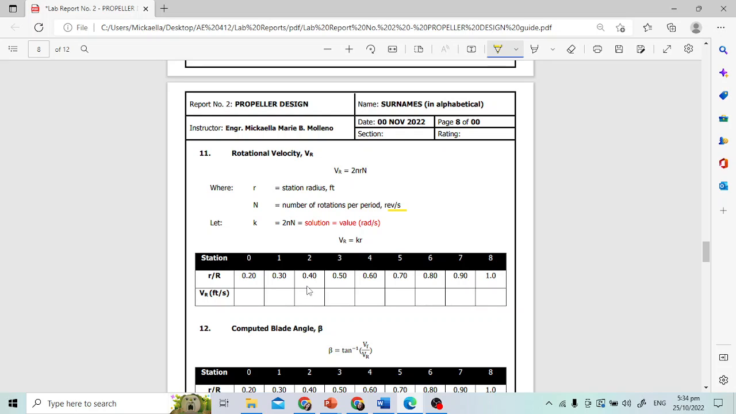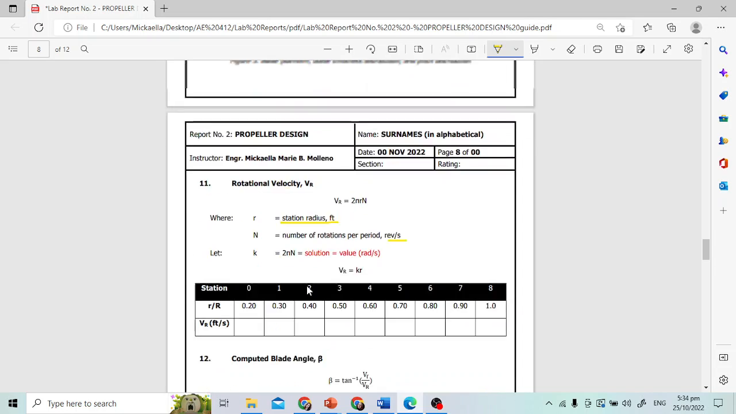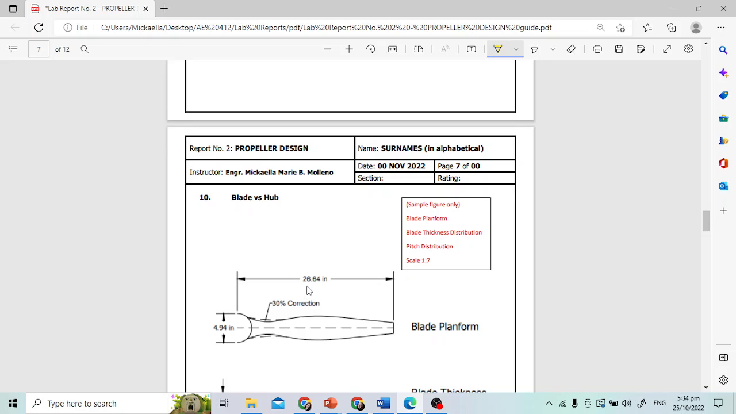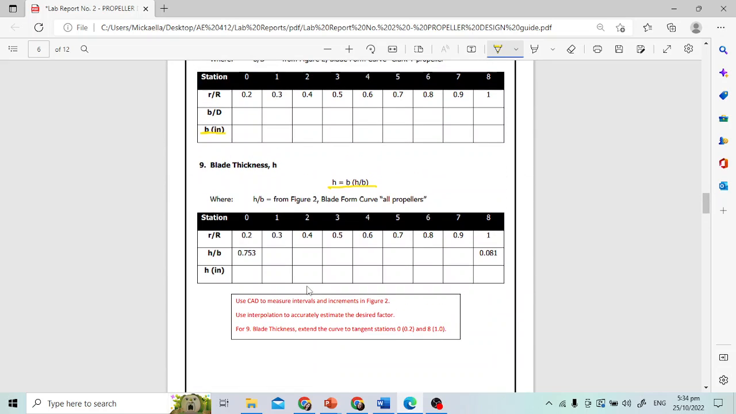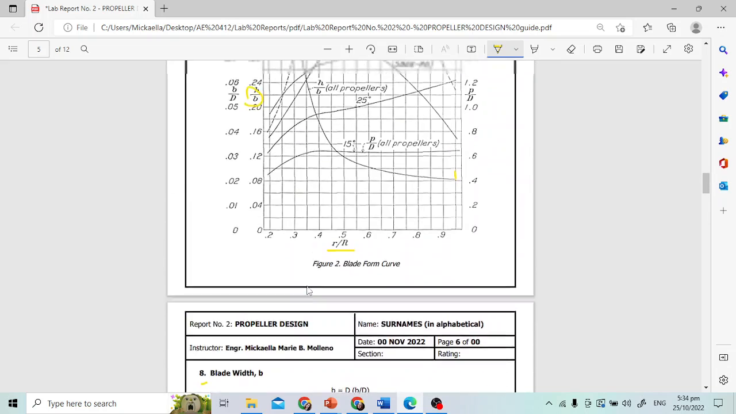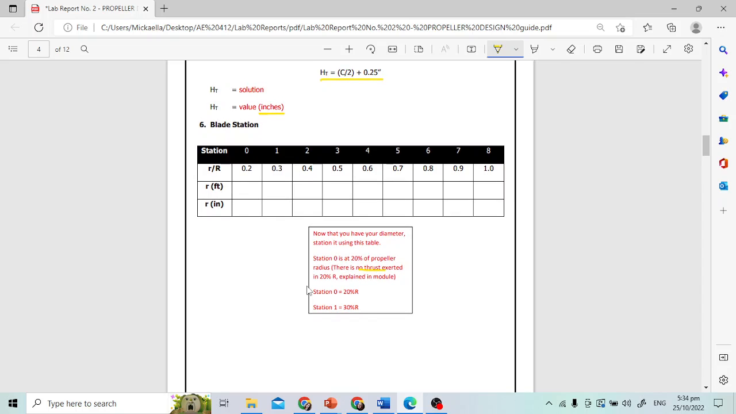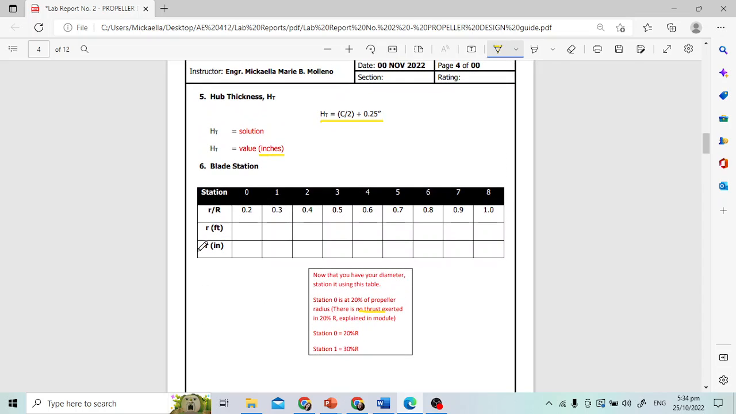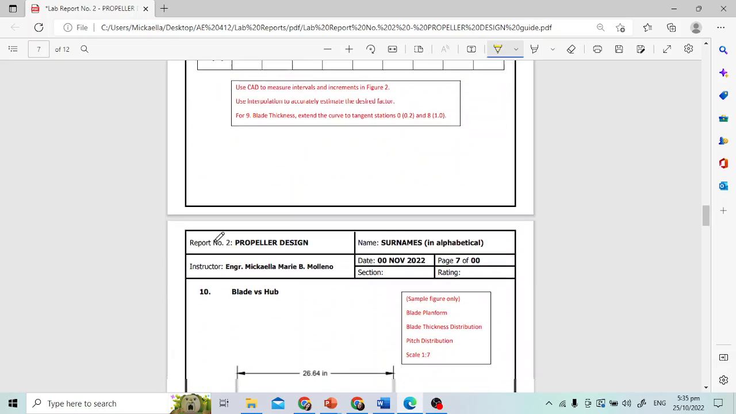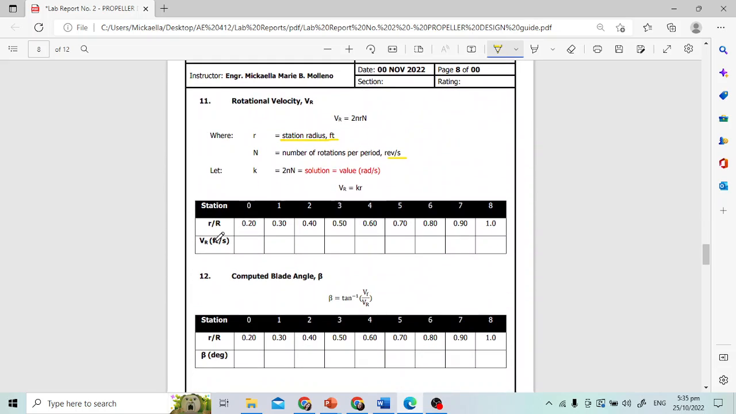So, R is again the station radius in feet. That's why, kung napansin nyo kanina. Balik tayo sa station radius. Yeah, meron tayo dyan na indicated in feet. So, we would use that sa ating part 11. So, again, take note yung sa n revolution per second siya.